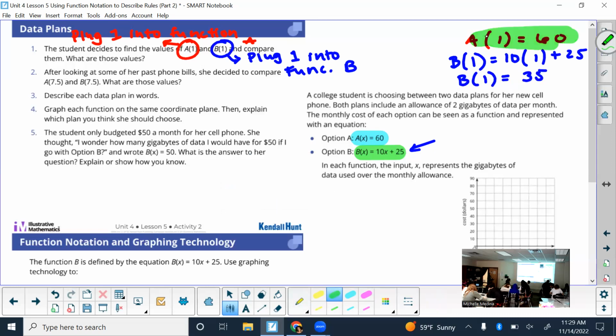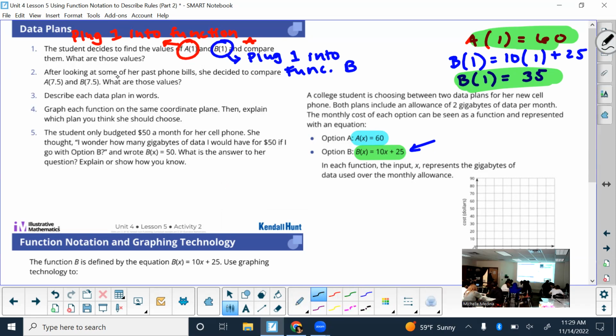So which plan is the better option when it's 1 for the input? B, it's cheaper. All right, questions on part 1? All right, now do number 2.